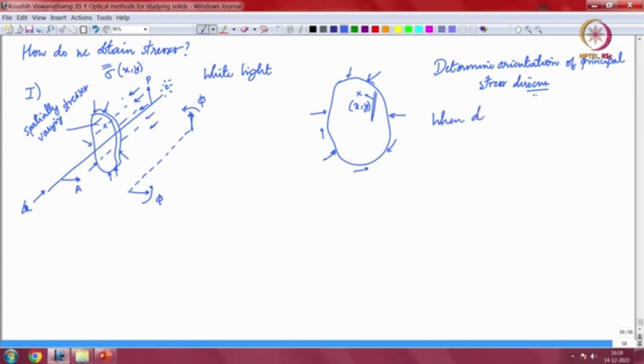So when a dark fringe passes, remember this is white light, so dark fringe means isoclinic, right, color fringe means isochromatic. So when a dark fringe passes through x comma y, the corresponding angle by which you have rotated the polarizer analyzer pair together, again keeping them perpendicular to each other, the corresponding orientation of the principal direction is phi, right.